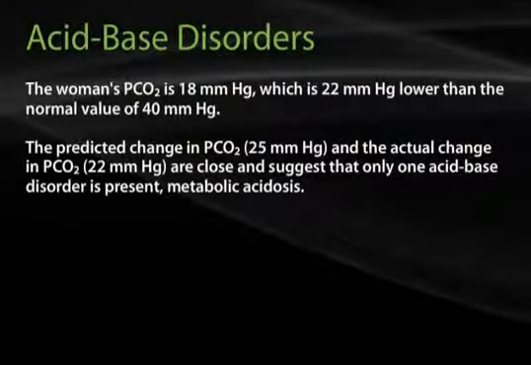The predicted change in PCO2 now is compared with the actual change in PCO2. The woman's PCO2 is 18 millimeters of mercury, which is 22 millimeters of mercury lower than the normal value of 40. The predicted change in PCO2 and the actual change in PCO2 are close and suggest that only one acid-base disorder is present, that is, metabolic acidosis.